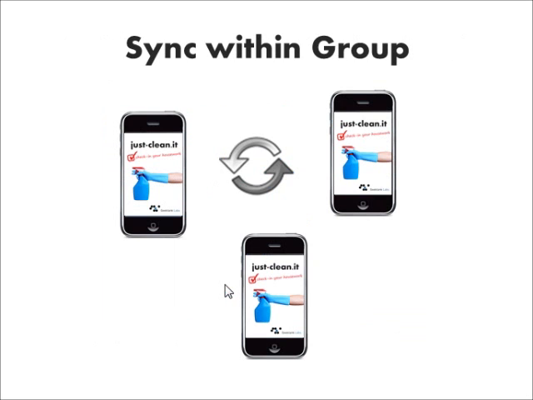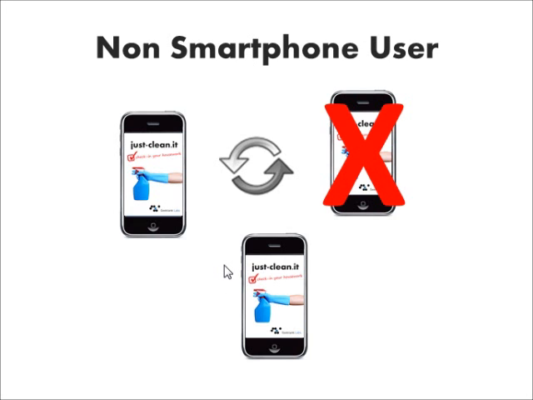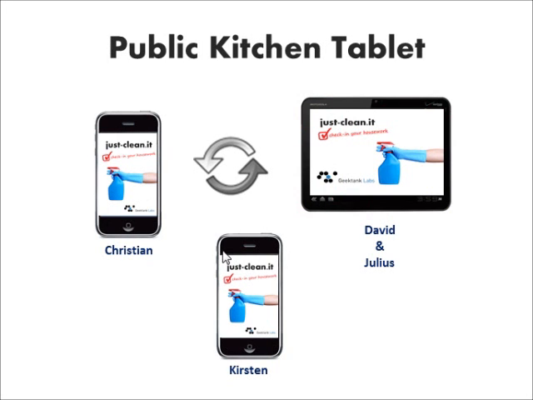Another problem is maybe when somebody in your community does not have a smartphone. So what you can do then is set up a public device. We call it a public kitchen tablet for people that don't have a smartphone. So you can mix this up. For example, in my living community, I have a smartphone, Kirsten has a smartphone, but David and Julius do not. We used an old Android smartphone, 2 years old, put it in the kitchen, and so they can use it to check in their points and get automatically synced with our smartphones.